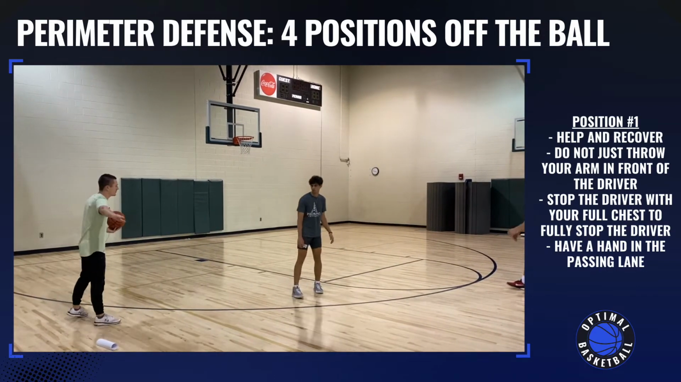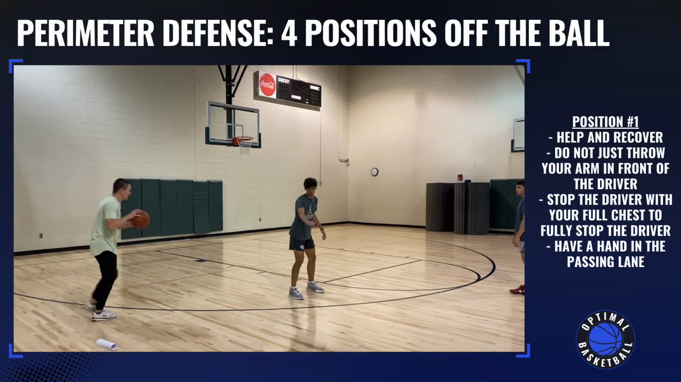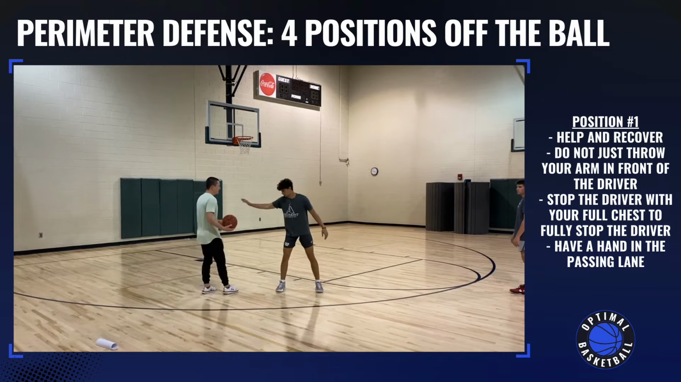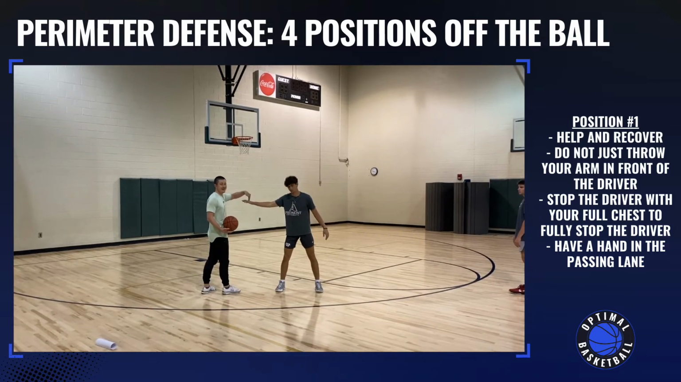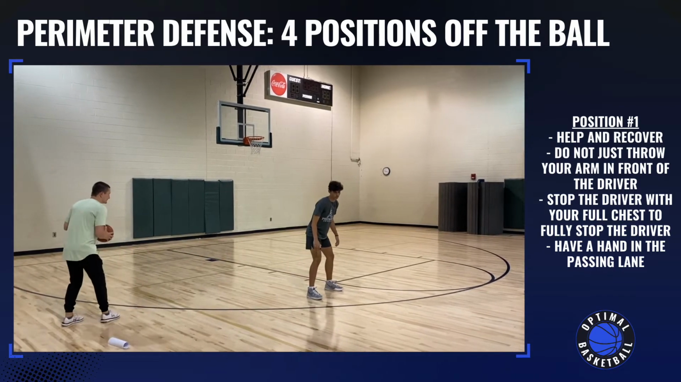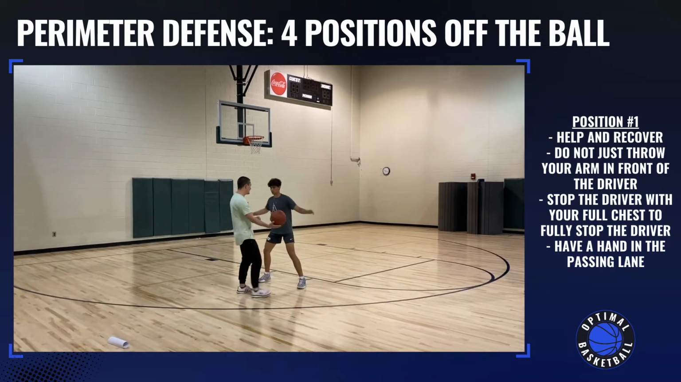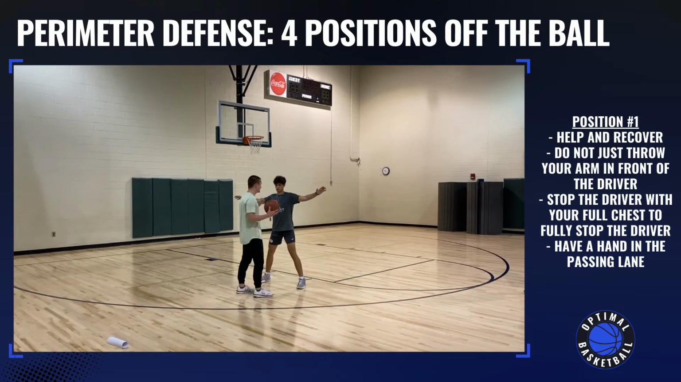Now, one key with help is as we pass it out, Caleb, give us a bad example where you just throw your arm out instead of helping with your chest. So a bad example of help is when this guy's driving and all this defender does is get his hand in front of the driver. That's what you don't want to do. Instead, you want to get your full chest in front of the guy who's driving. So as I drive, Caleb is sliding all the way in front of me. Now his chest is in front of me.